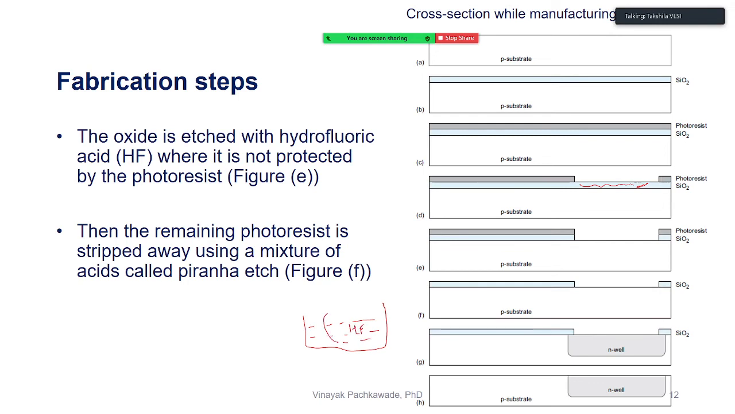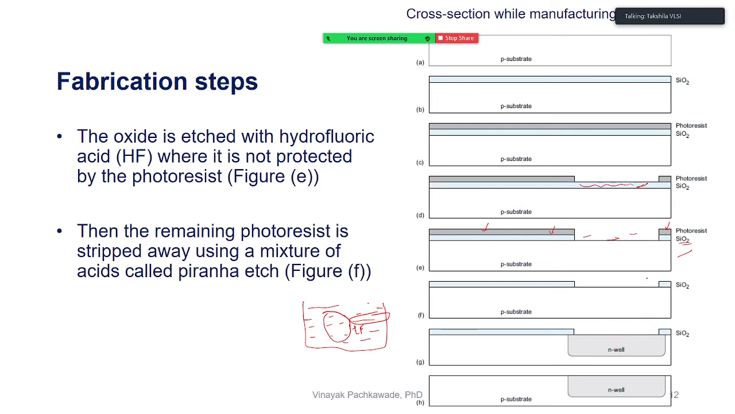So I will dip this entire wafer in this acid. Only in the area right over here, where the oxide is not protected by the photoresist, will it get etched away, and the photoresist in the other area will protect the oxide. I don't want that to be etched away. I only want the oxide here to be etched away. So we are at step E.